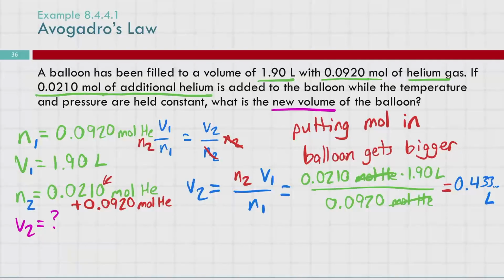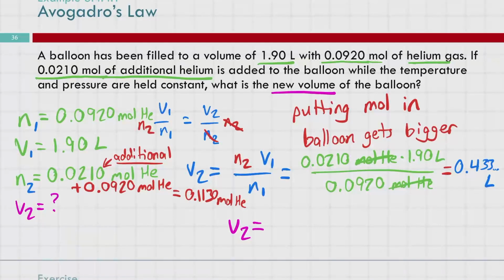Because this 0.0210 moles is additional moles, we add that to our original amount of moles. We get 0.1130 moles helium is our actual N2 value.